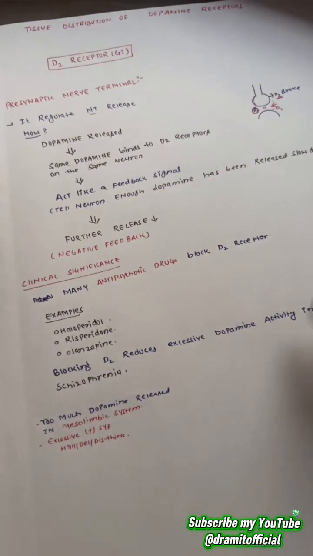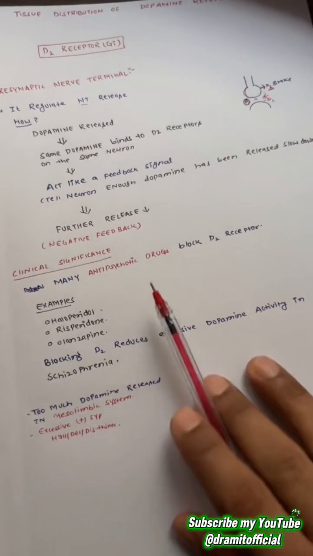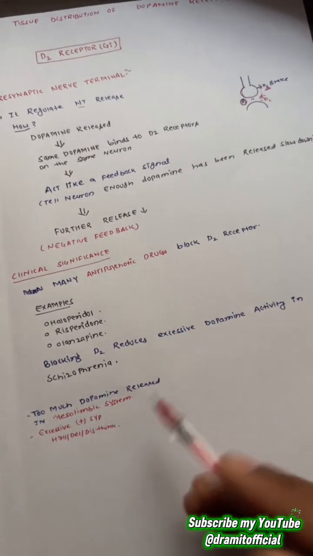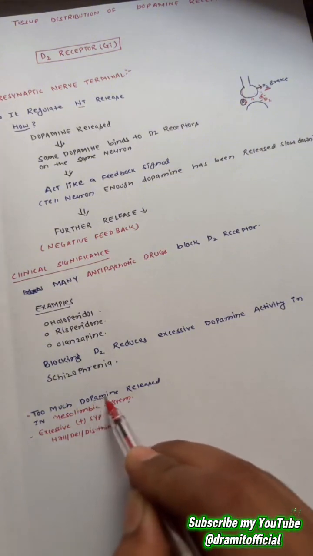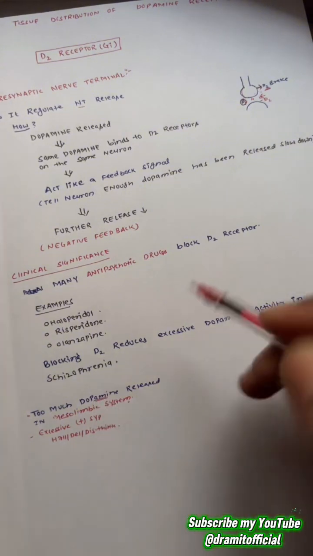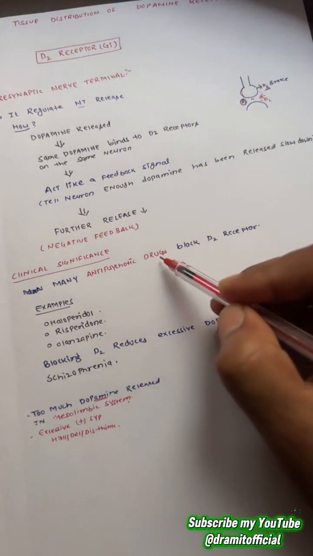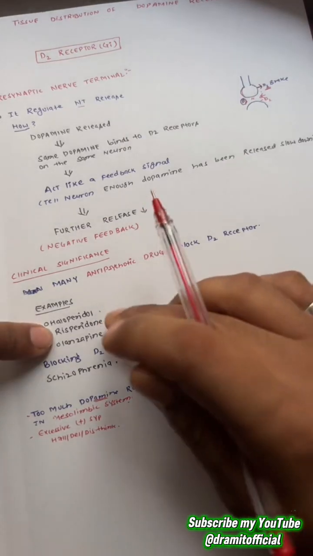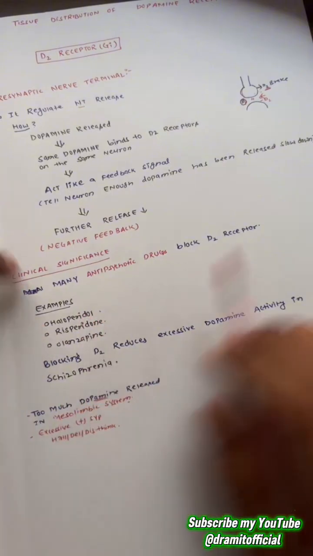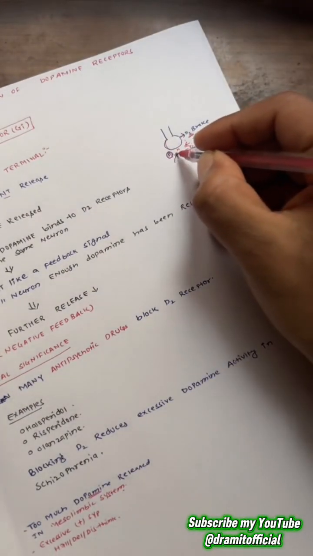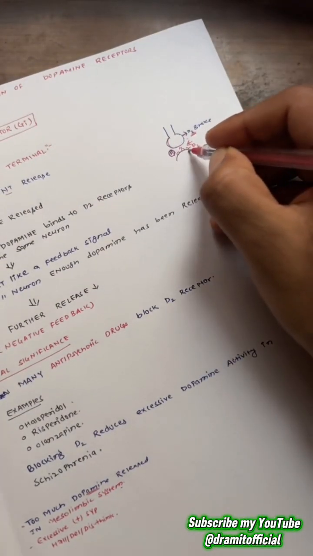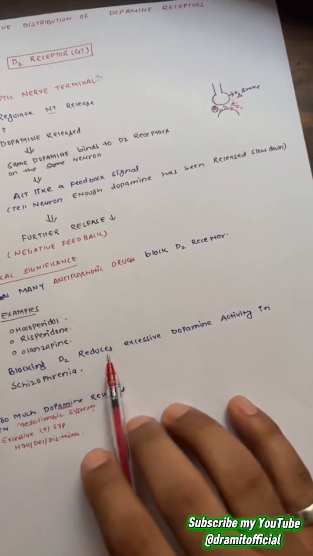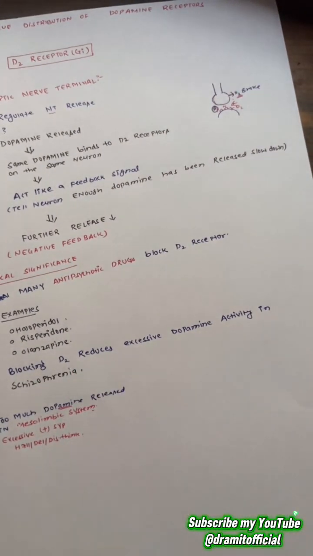Then what is its clinical significance? We all know a disease called schizophrenia. In schizophrenia, what actually happens? In the mesolimbic system, a lot of dopamine is released. So we give antipsychotic drugs like haloperidol, risperidone, or olanzapine, and these drugs bind to the D2 receptors present in the post-terminal, not the pre-terminal, and this blocks the excess dopamine activity in schizophrenia.